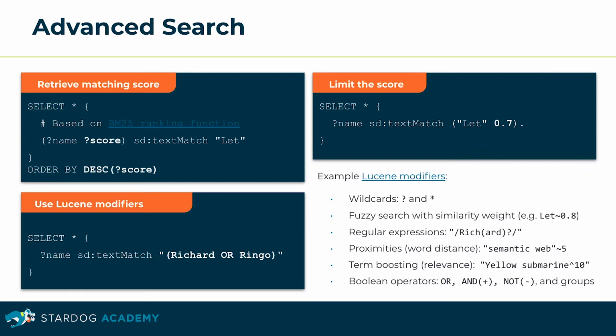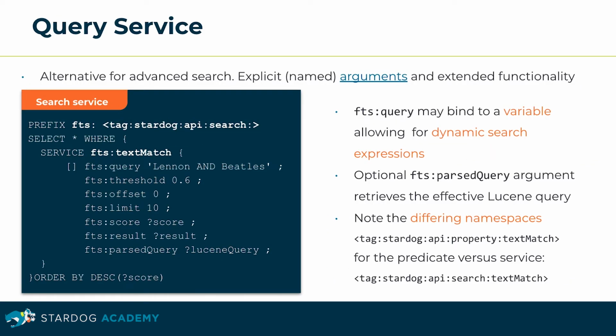Lucene supports a range of modifiers to enhance query terms. For example, enabling a fuzzy search, emphasizing boosting a term, or expressing more complex expressions via groups and Boolean operators to enforce via AND or prohibit via NOT the occurrence of a term. The textMatch service extends the functionality of the textMatch predicate. Most importantly, it accepts dynamic query expressions retrieved from the data by the parameter query, whereas the predicate supports only constant query strings.